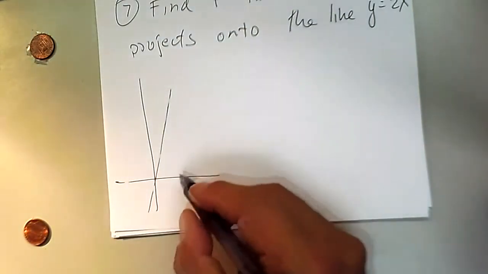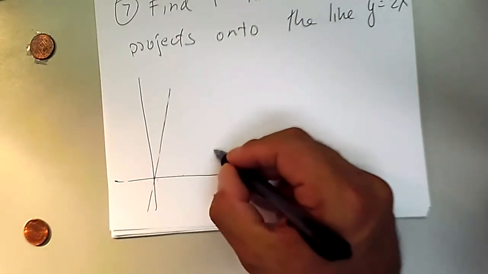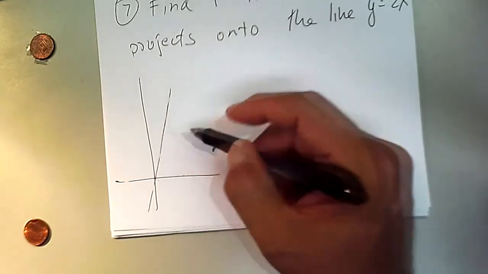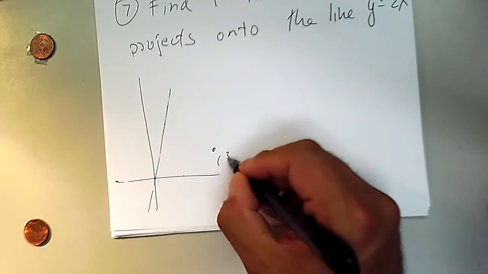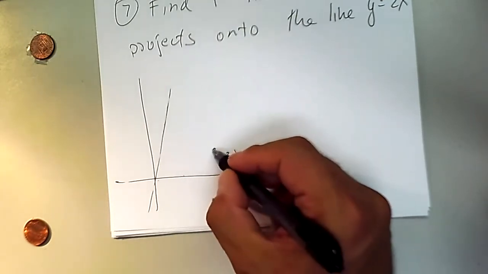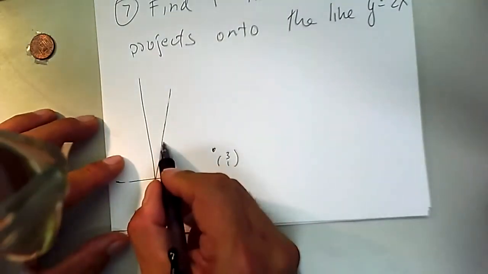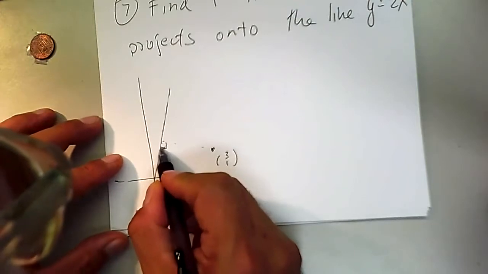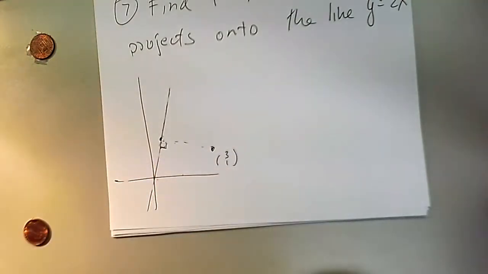So the question is, let's start with the same point we had earlier. And this is a sub-example. They're not asking for the actual projection. But let's say this is 3,1. And I want to project onto this line. So we want to find the point on the line that is closest. So this angle has to be 90 degrees perfectly. And we want to find this point.